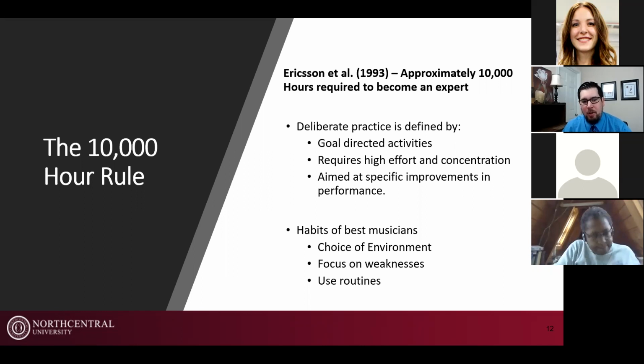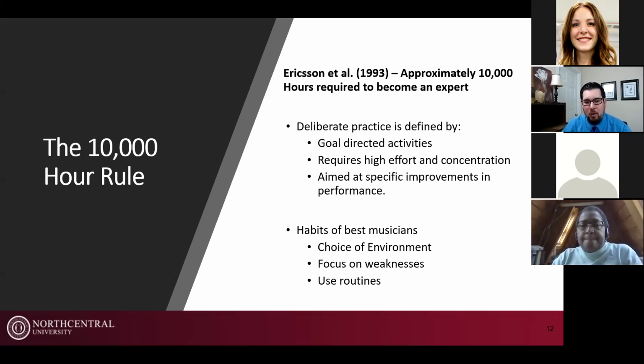Ericsson defined deliberate practice as goal-directed activities requiring high levels of effort and concentration with the aim of making specific improvement in performance. Ericsson studied individuals at a music school, violinists, finding that those that spent the most hours in deliberate practice were the best players. The best players were found to practice in a quiet environment, free of distractions, at full concentration, focusing on weakness and performance, engaging in routines.